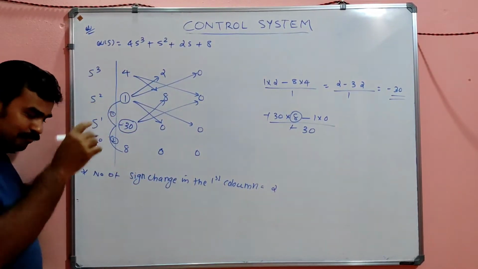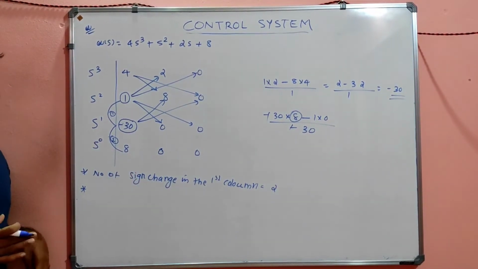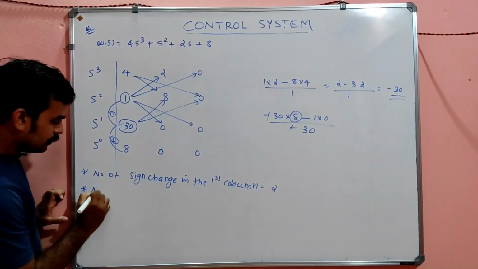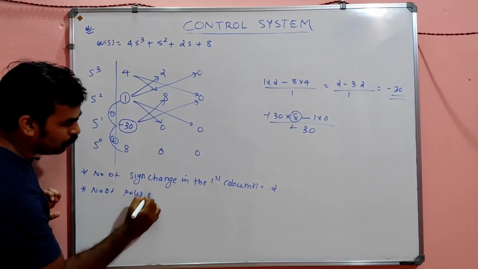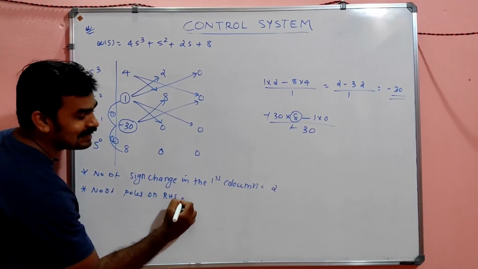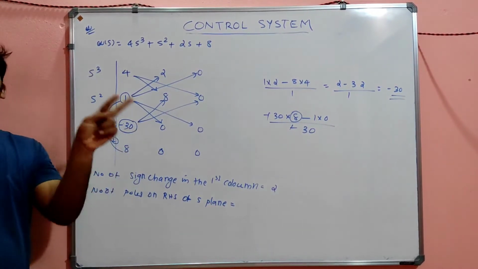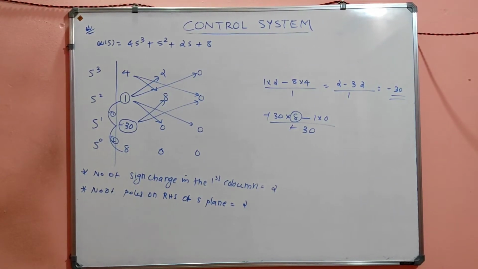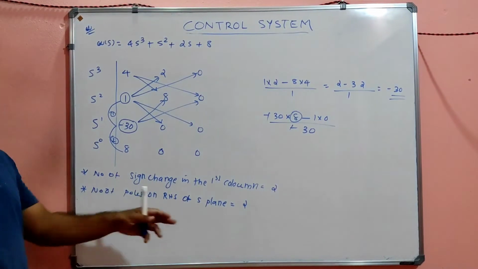So what we wrote in the steps for rules in the RH stability criteria: the number of sign changes is equal to the number of roots, or simply poles. I can write it simply: number of poles on RHS of S-plane is equal to the number of sign changes. So it will be 2. Number of poles on RHS of S-plane will be equal to 2.